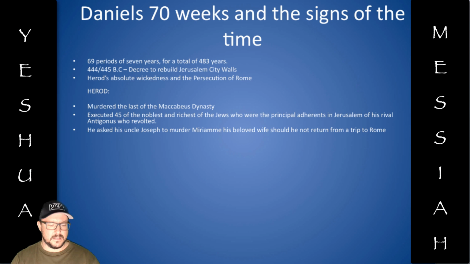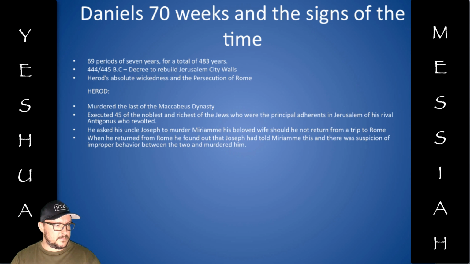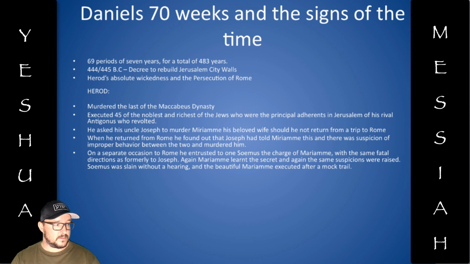He had this incredible jealousy over this woman who he was fantastically, supposedly in love with, but obviously a very strange and rabid obsession that he had with her. When he returned from Rome, he found out that Joseph had told Miriam that Herod asked him to murder her, and there was then suspicion of improper behavior between Joseph and Miriam, and he murdered Joseph, his uncle.